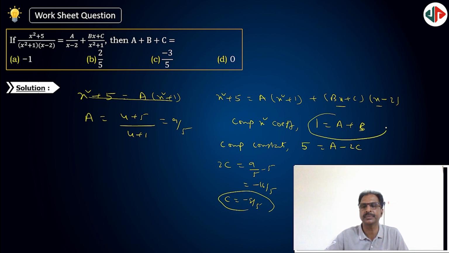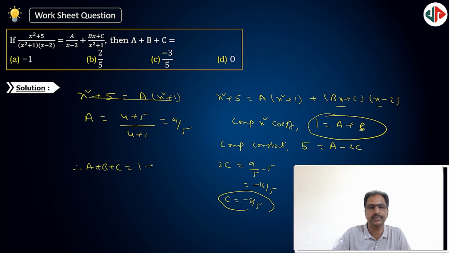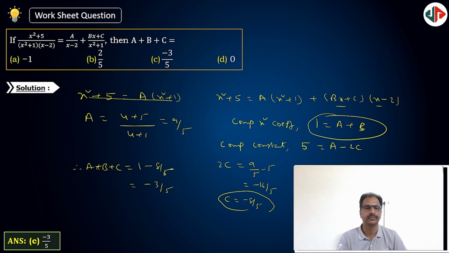C is known, A plus B is known. Therefore, what is A plus B plus C? A plus B is 1. C is minus 8 by 5. So minus 3 by 5 is the final answer. Option C.